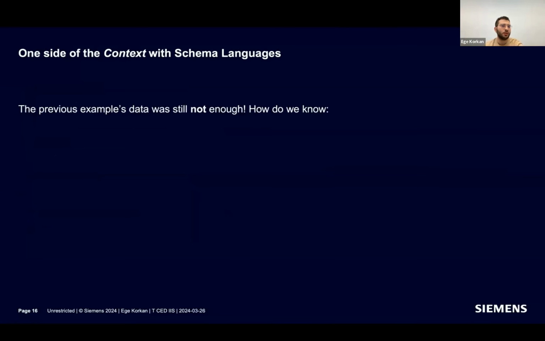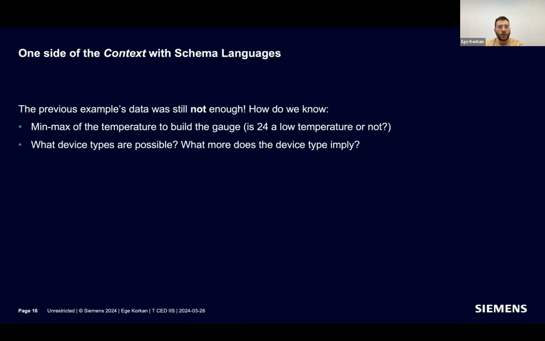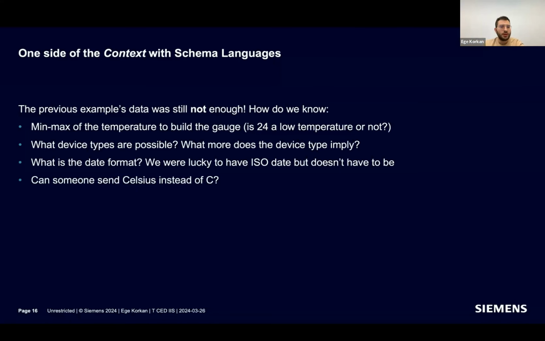Why? If you think of it, even adding all of this data was still not enough, so there are still open questions. How do you know the minimum and maximum of this temperature? Is 24 a low temperature or not? What device types are possible? What does device type imply? Maybe I have a knowledge base somewhere, and does it relate to this? Does it link to this? What is the date format? We were using the ISO date format, but it doesn't have to be. There are Unix timestamps and so on. It could be anything. This whole thing with the units, where we were constrained to using Celsius with the C, or it could be anything else. So for these kinds of questions, we can use schema languages.